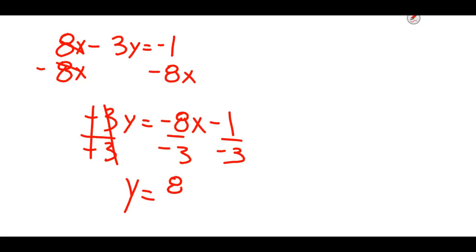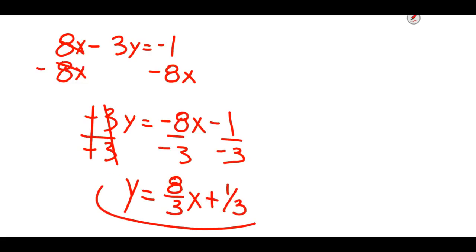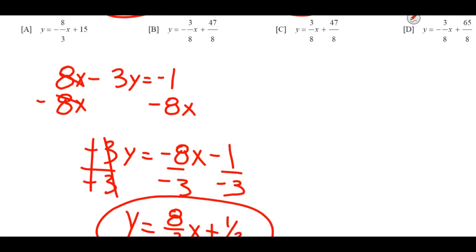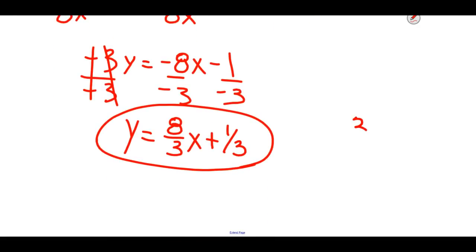So this gives me a positive 3/8 x. This gives me a positive 1/3. So that's the equation that I'm already using to help me with this. My point is going to go through 3, 7. I'm creating a perpendicular line. So I have a point of 3, 7.